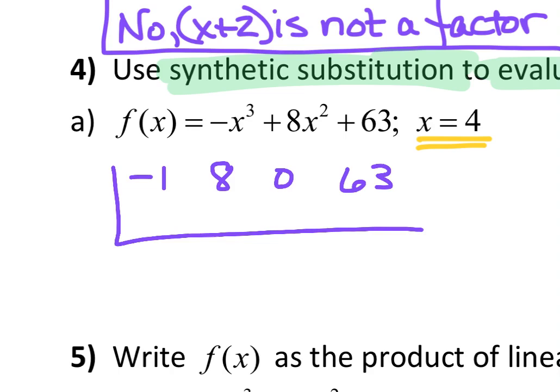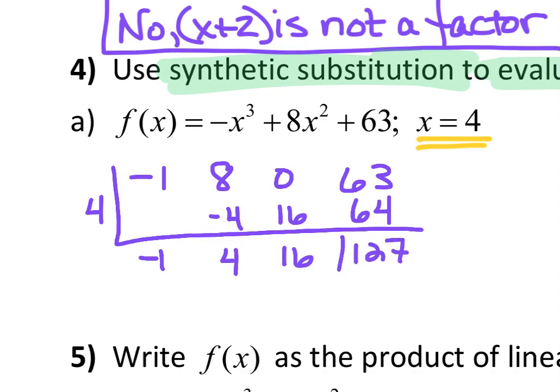And I'm dividing by 4. Bring down the -1. -1 times 4 is -4. 8 plus -4 is 4. 4 times 4 is 16. 0 plus 16 is 16. 16 times 4, pause, calculator, is 64, and 63 plus 64 is 127.